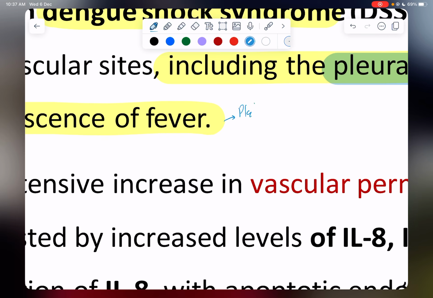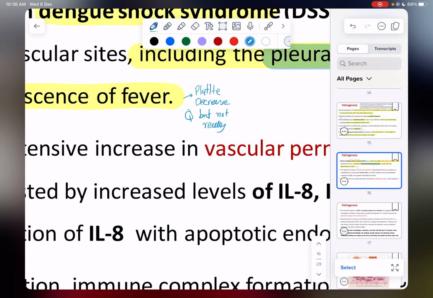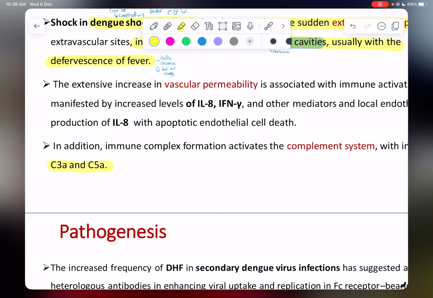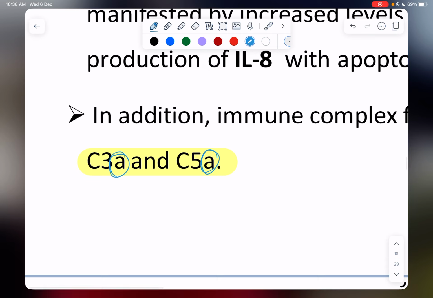Now, this is because of the immune activation. Increased levels of interferon gamma, interleukin 8, and other mediators affect the local endothelial vessels and bring about vasodilation and even endothelial cell death. In addition, the immune complexes activate the complement system, which leads to increased production of C3a and C5a. So what is the action of C3a and C5a? They attract neutrophils. They are chemotactants. They cause vasodilation and increased capillary permeability.